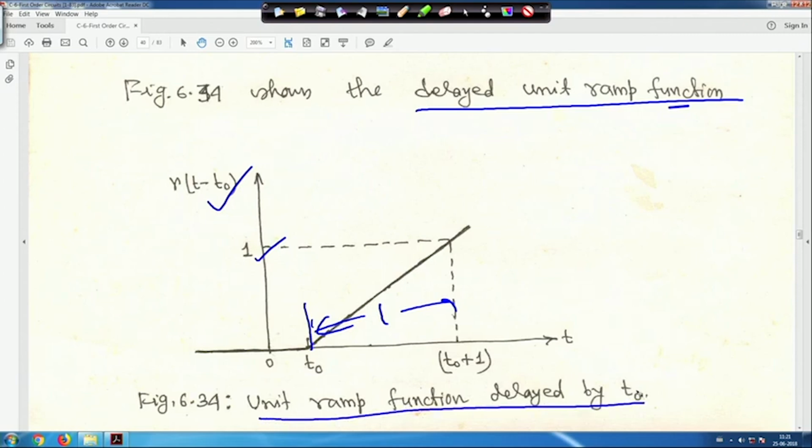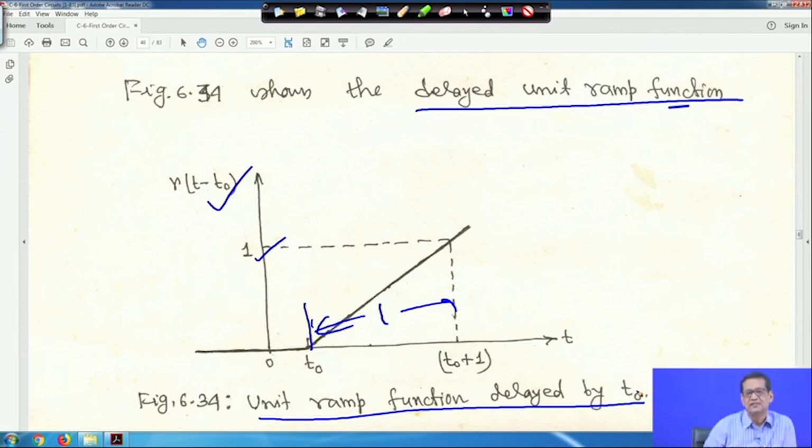That means when it is delayed, the first coordinate is t equal to t0 on the right-hand side, and it starts from here. For t less than t0, it is 0. Similarly, when it is advanced, it starts from t equal to minus t0. So this is the unit ramp function delayed by t0.